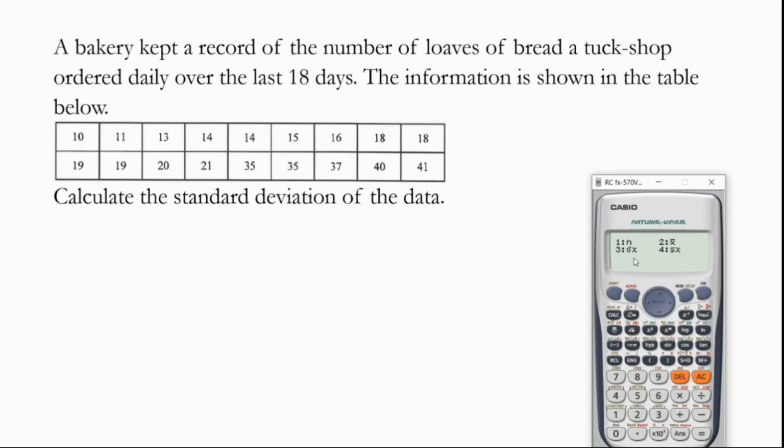Then we want standard deviation. You can see the symbols there. And then we say 3, and then we press equal. See, we get our standard deviation, which is 10.17. This is how we use the calculator to find standard deviation.